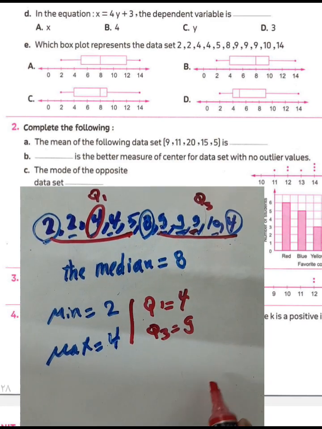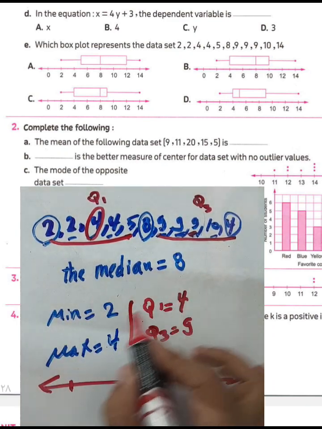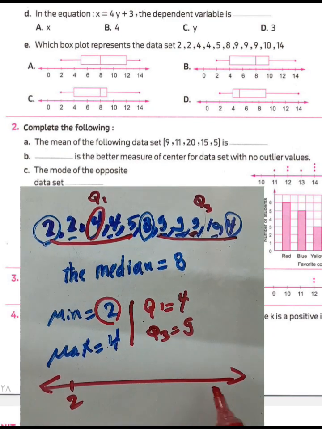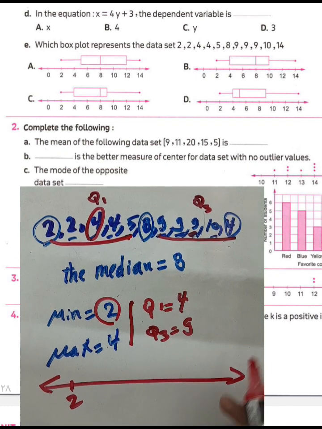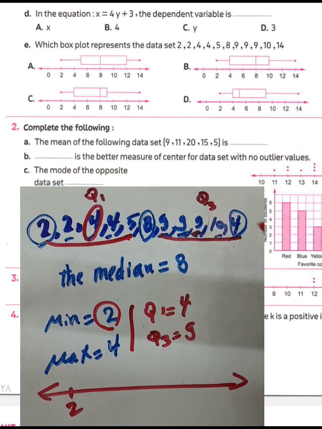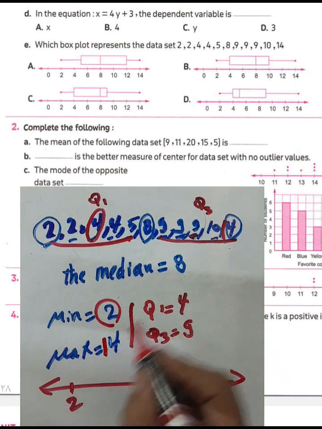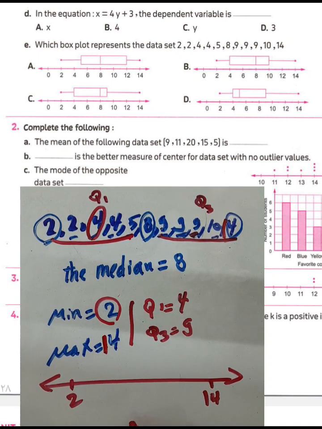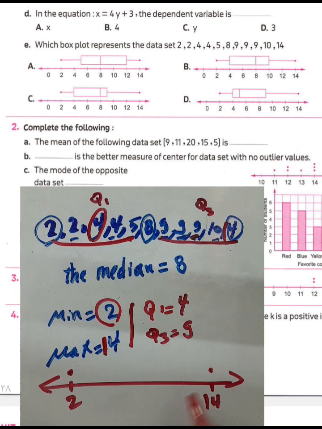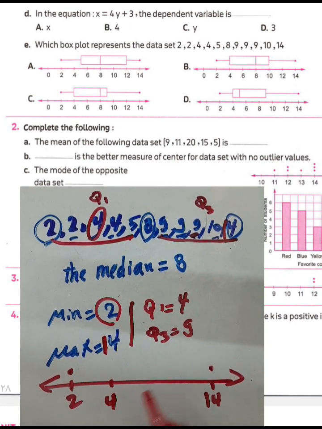Then we can draw the beginning here from the minimum to the maximum number. We have here 14. Okay, sorry, the maximum was 14. And then write the point here and divide the point. And quarter 1 will be 4. And quarter 3 will be 9.